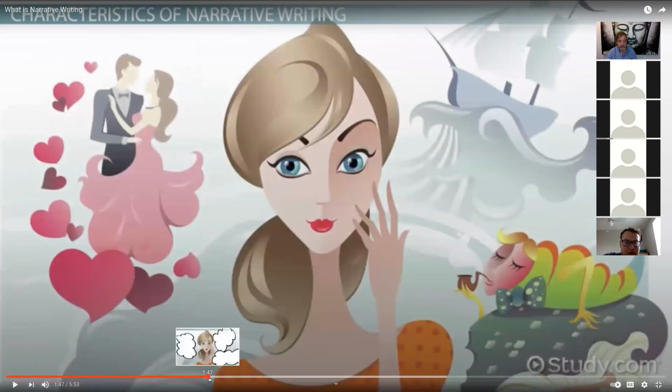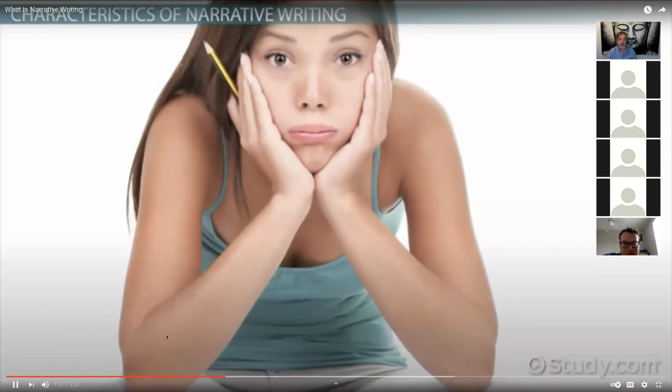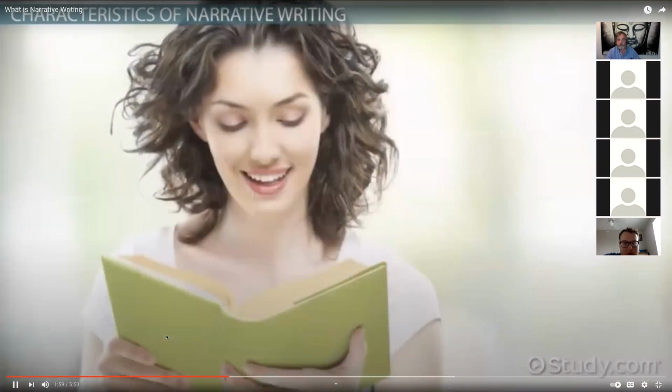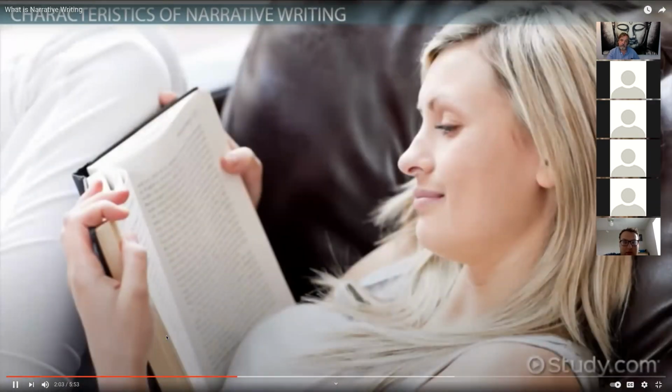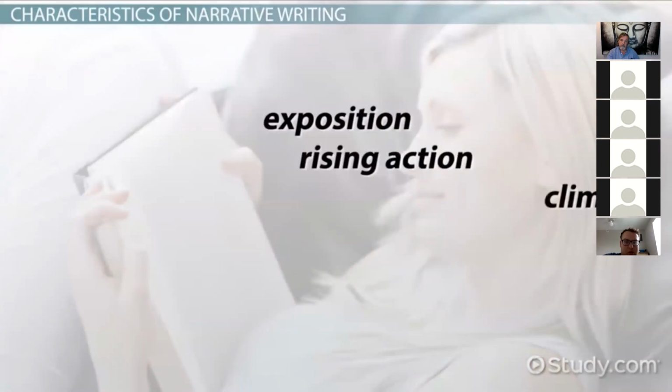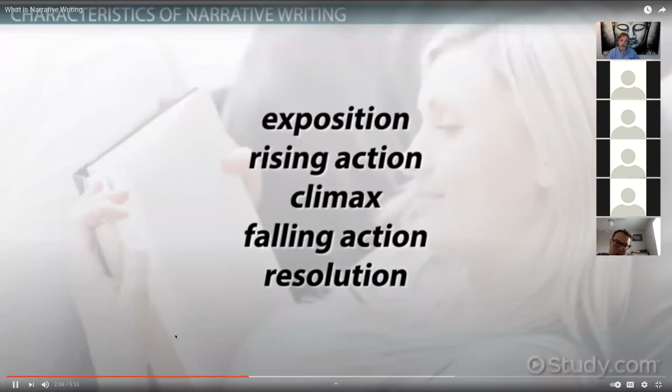Think of your favorite book. Would it still be your favorite book? Of course not. It would be the most boring read ever. Every story needs a plot or events that give the character something to react to. Usually the plot consists of 5 components: the exposition, rising action, climax, falling action, and resolution.